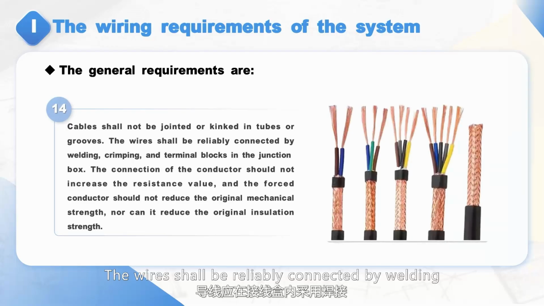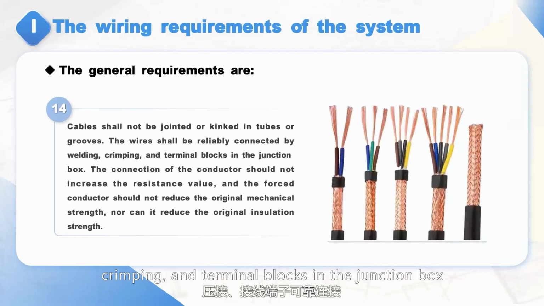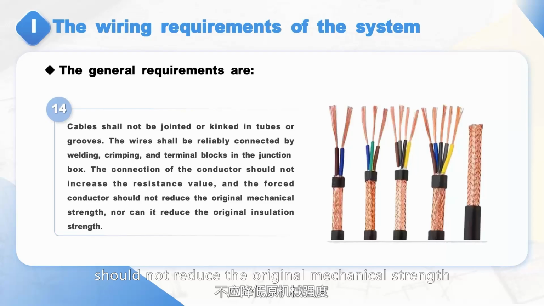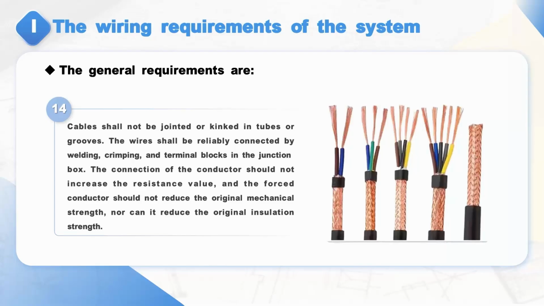The wires shall be reliably connected by welding, crimping, and terminal blocks in the junction box. The connection of the conductor should not increase the resistance value, and the forced conductor should not reduce the original mechanical strength, nor can it reduce the original insulation strength.